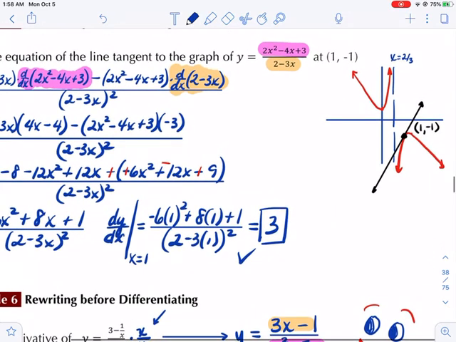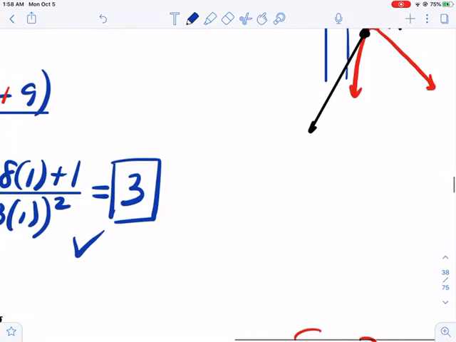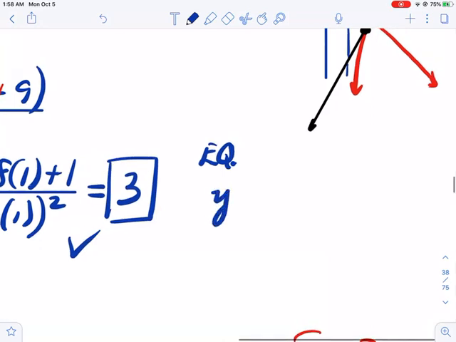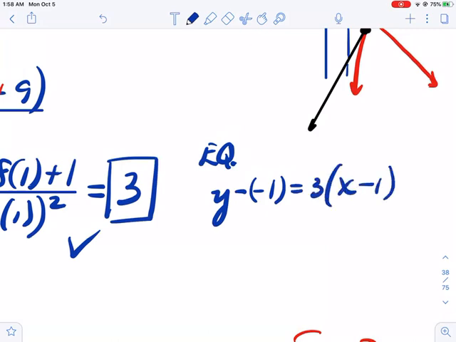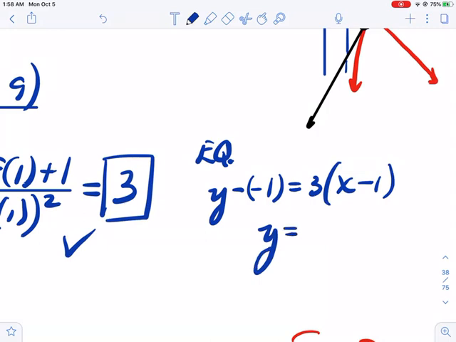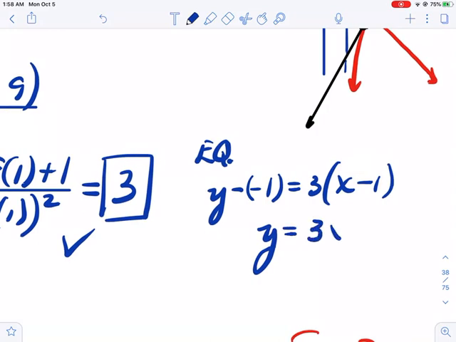So now I have the graph up here, but I'm going to do the equation first, because the equation for the line then is y minus a negative 1 is equal to 3 times the quantity x minus 1. So we end up with an equation of y is equal to 3x minus 4.